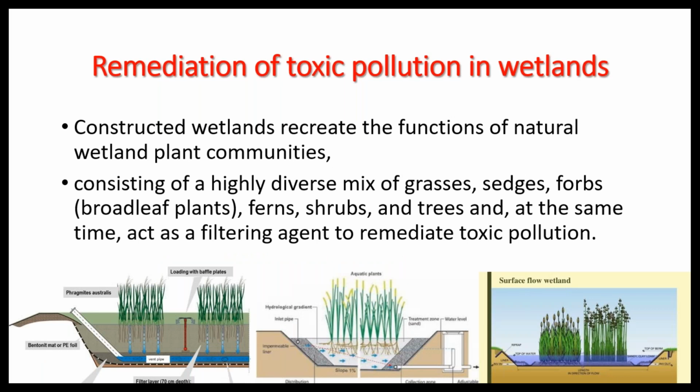Here you can see the different constructed wetlands with different situations. There are different types of plants that are used in constructed wetlands for remediation. Some are emergent, out of the water, and some are submerged, so there are different systems for this remediation in constructed wetlands. Next slide, please.